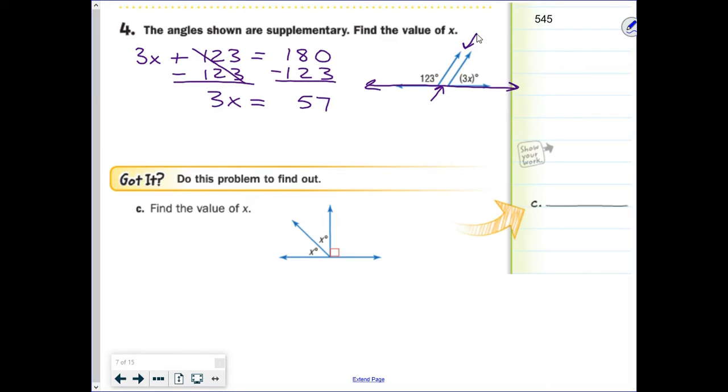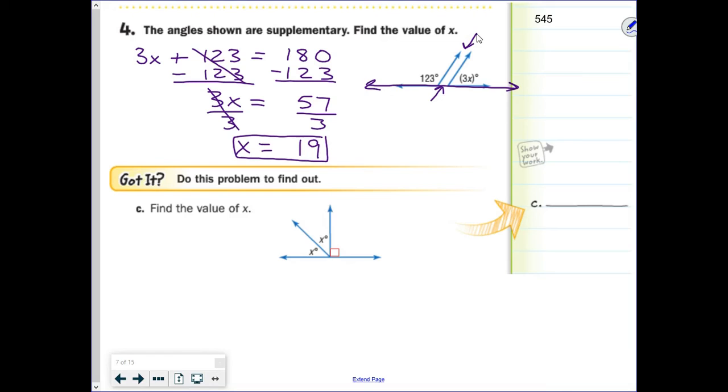I can then divide both sides by 3 to isolate my variable x. 3 divided by 3 equals 1, leaving me with just 1x, equals 57 divided by 3. 57 divided by 3 is equal to 19. So in this figure, x is equal to 19.